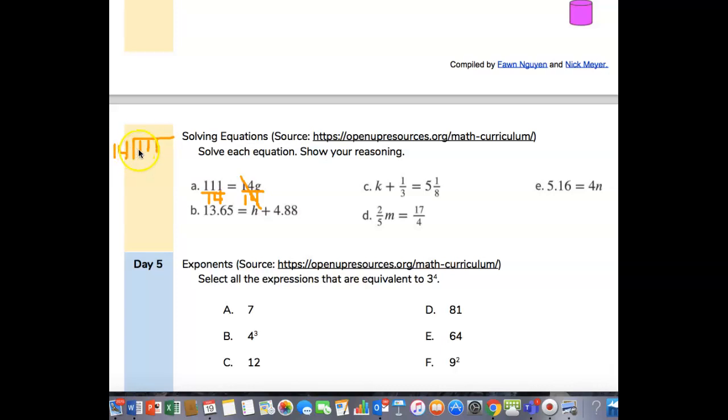14 won't go into 1, so we're not going to have an answer here. 14 won't go into 11, so we won't have an answer here. So 14 will go into 111, so the answer is going to be here. So what we have to do, though, is guess and check. So let's take a look at 14. We have to get either 111 or less than 111.